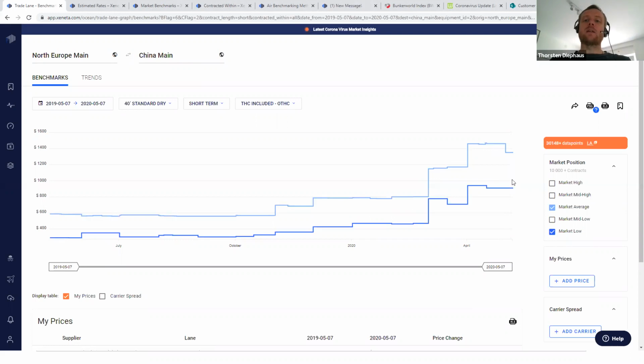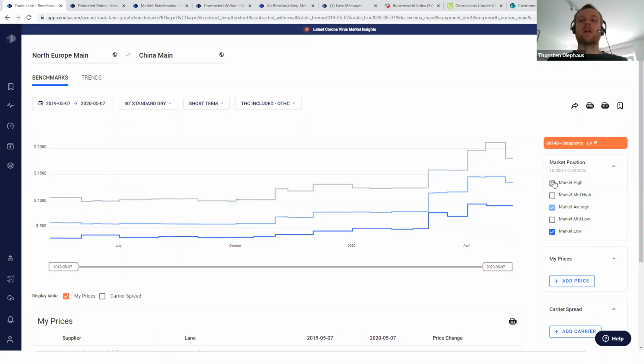The low end stays quite stable, so there we don't really see that the prices are already dropping. It is just on the average side, and this is most probably also a reflection of the prices on the high side, which are not really achievable any longer. And this is now affecting our market average pricing.